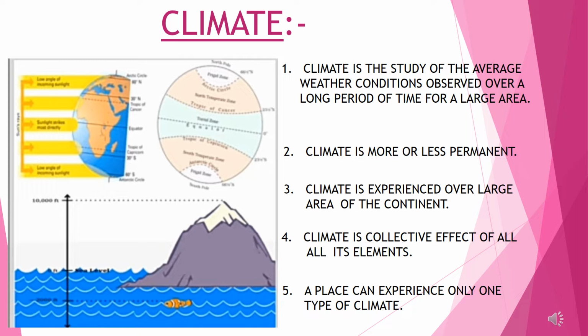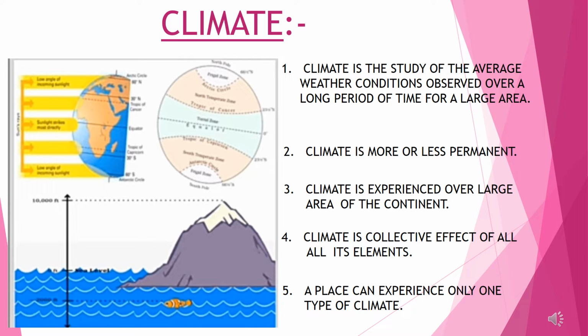Now, what is climate? Climate is the study of the average weather conditions observed over a long period of time for a large area. Now, what are the weather conditions? Weather conditions means temperature, humidity, cloudiness. These are all the weather conditions of a large area.